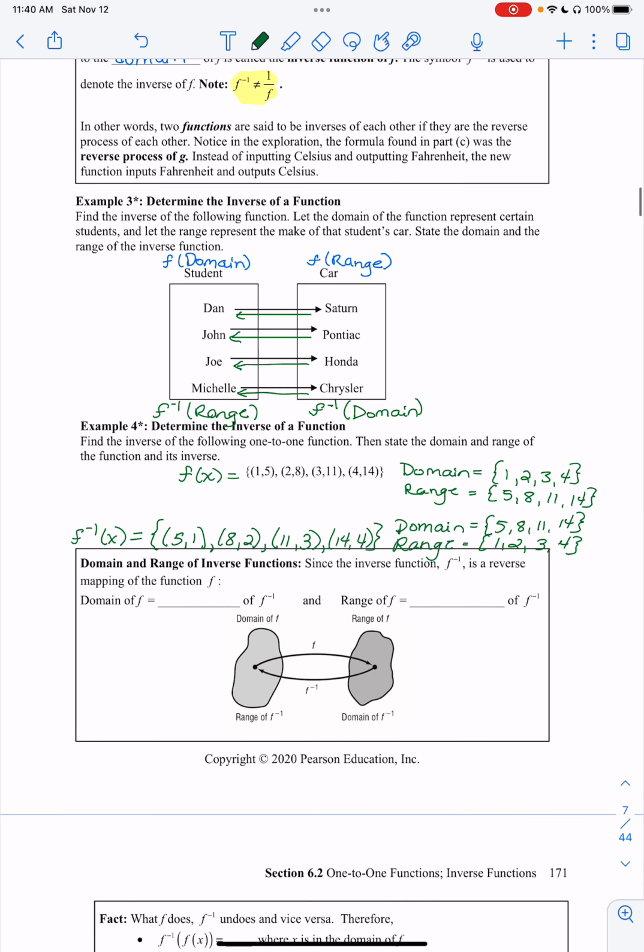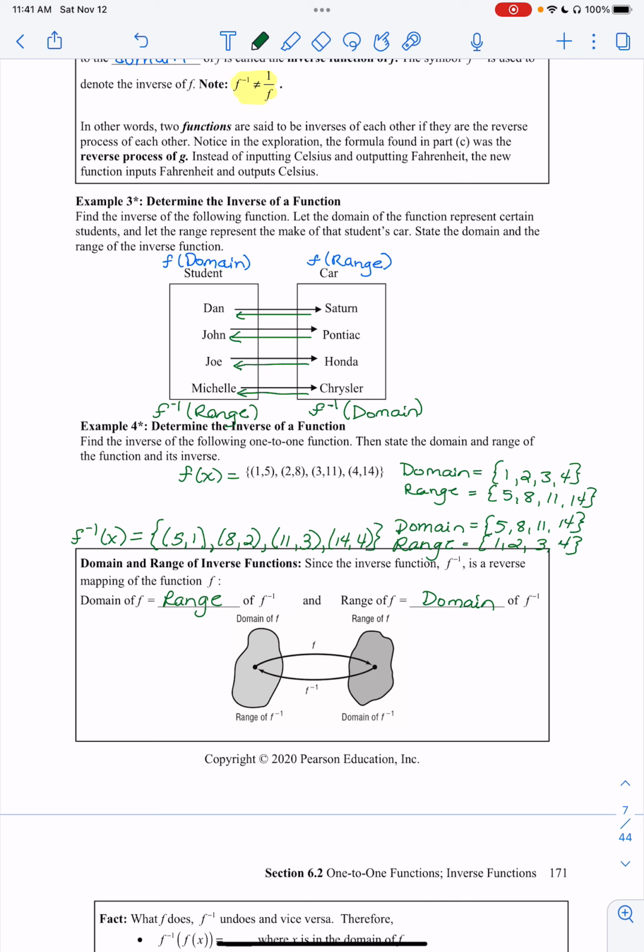So if we look at that, going over it again, since the inverse of f is the reverse mapping of the function f, the domain of f is equal to the range of inverse f, and the range of f is equal to the domain of inverse f. Alrighty? So not too bad so far.